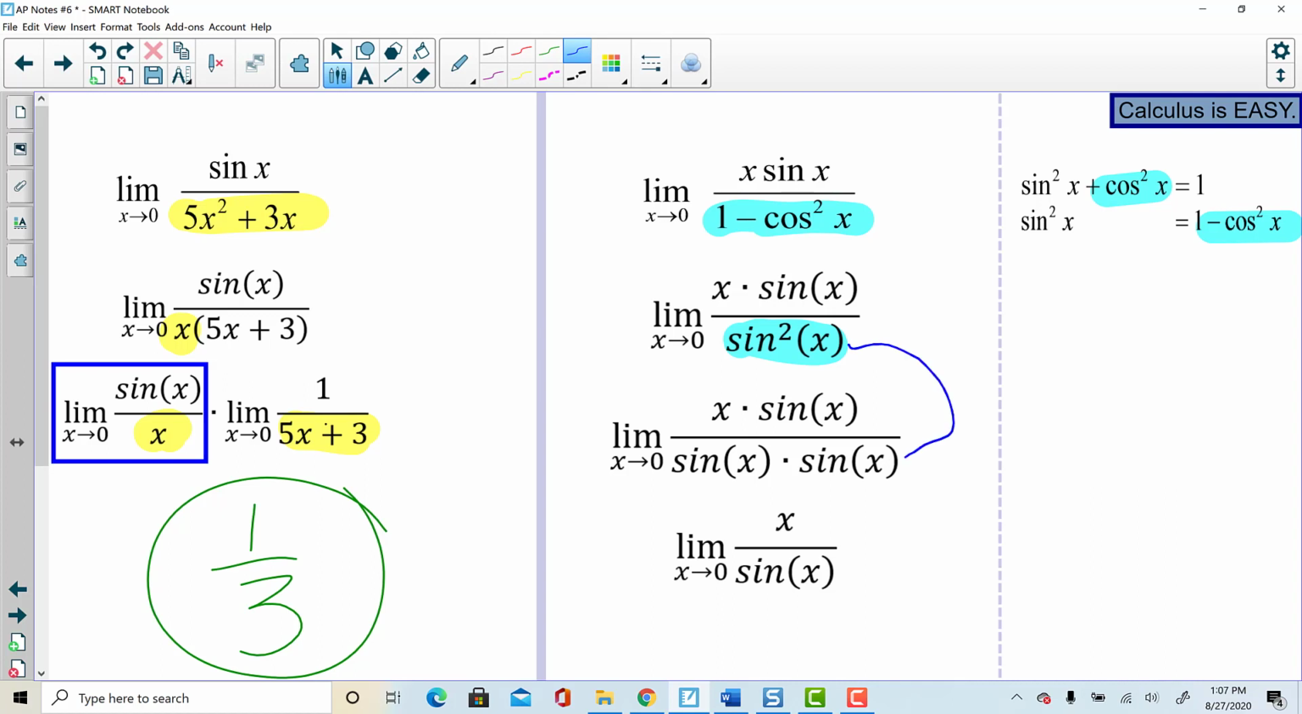Then we can separate sine squared into sine times sine, and cancel one of the sines. Now we're left with our special limit. It is upside down, but remember that's acceptable. So that limit will just equal 1.